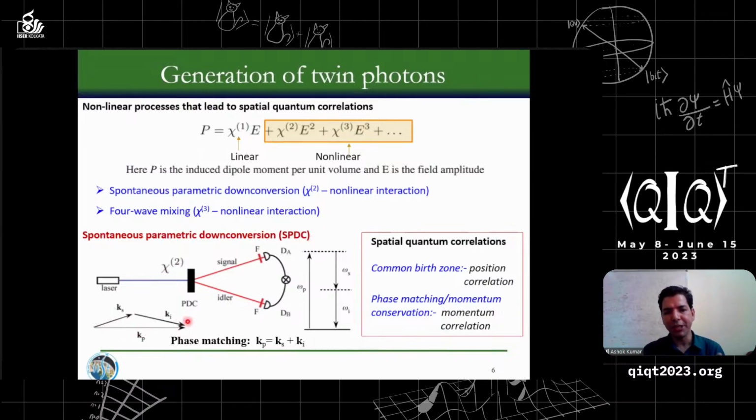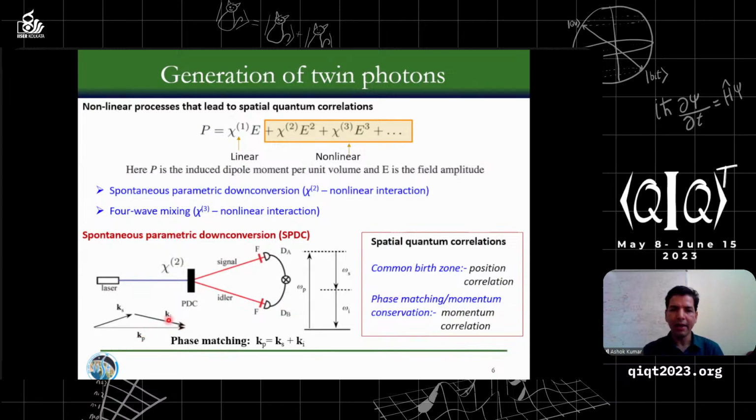Now, coming to the spatial quantum correlation properties of those beams. How do I perceive spatial quantum correlation in this kind of experiment? You shine a laser beam and create a pair of photons at one single point, where one photon is created into two. So the pairs that you have created have a common birth zone. This common birth zone gives position correlation to those photons.